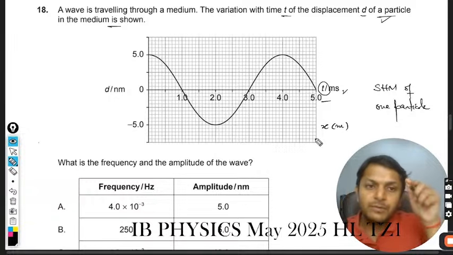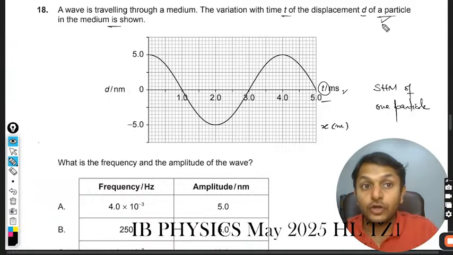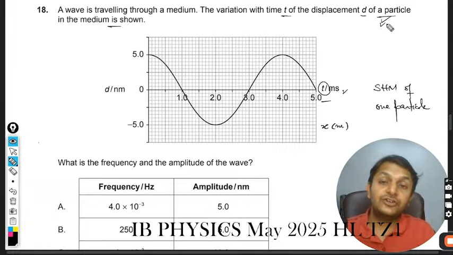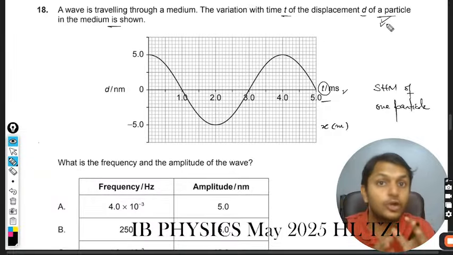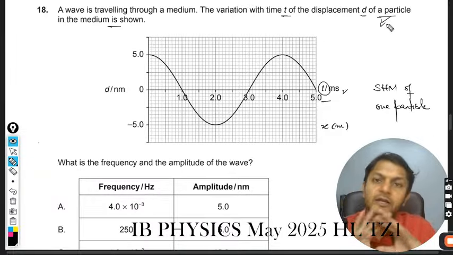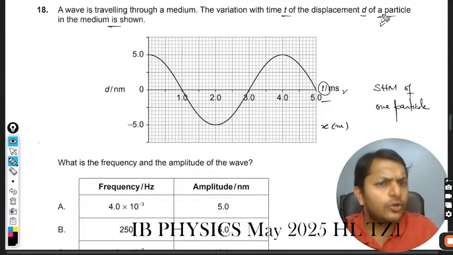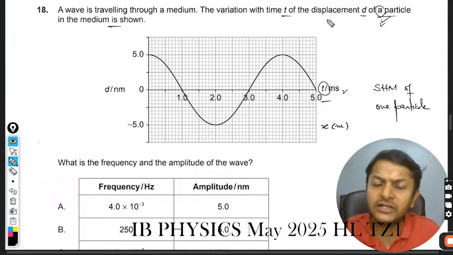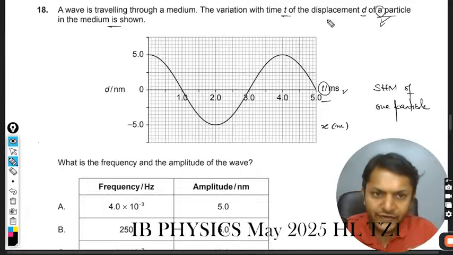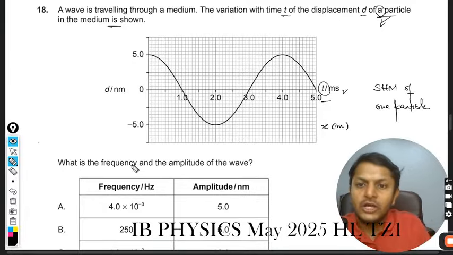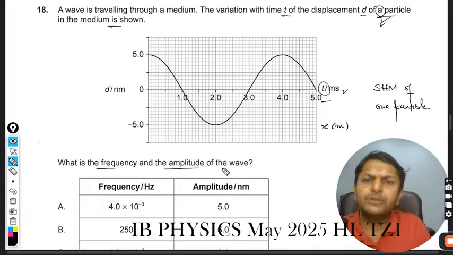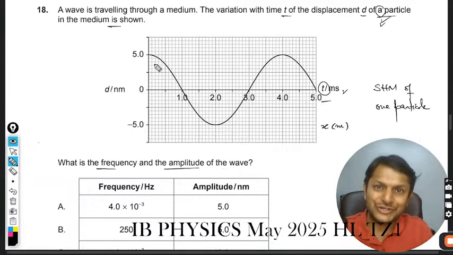But now, because it is time on the x-axis and we are talking about one particle, we are literally talking about the simple harmonic motion of one particle. Clear? Although that is already given here, this is how you clarify for yourself what you are going to do. Now, what is the frequency and what is the amplitude? It's a very straightforward question coming just from our books, isn't it?